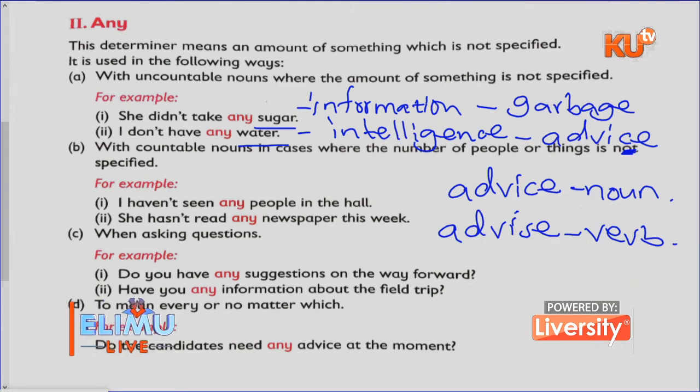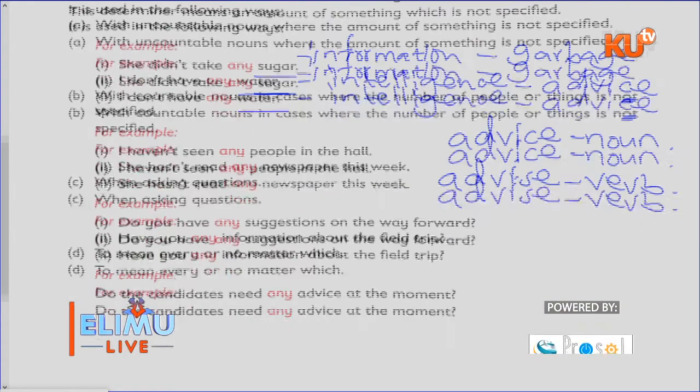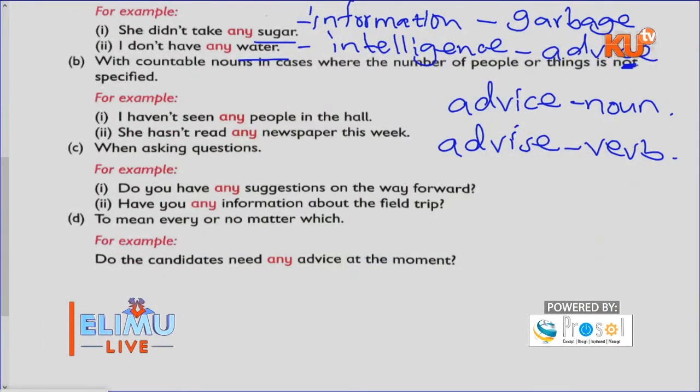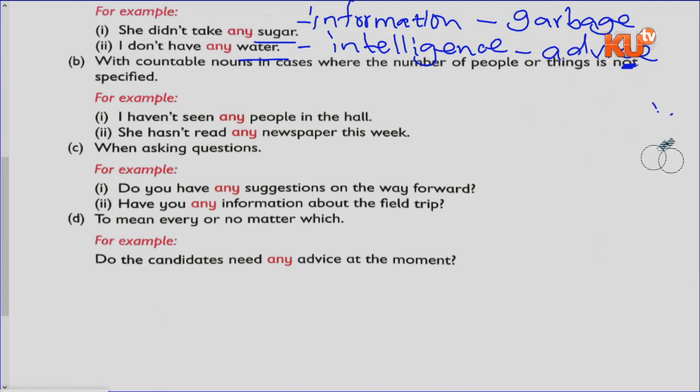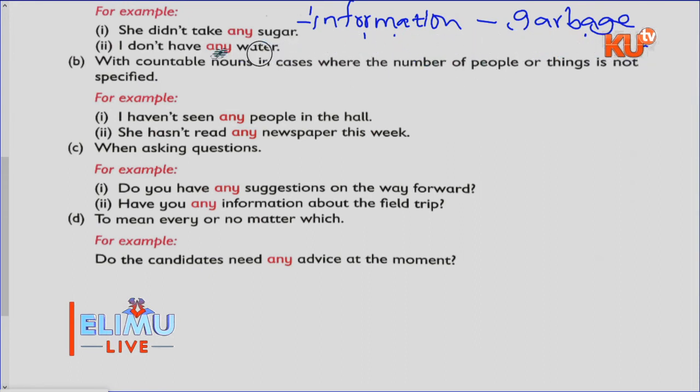When asking questions, we can also use the determiner any. We can use determiner any when we want to ask questions. An example is given there. Do you have any suggestions on the way forward? Any suggestions? So that one is used to ask a question.